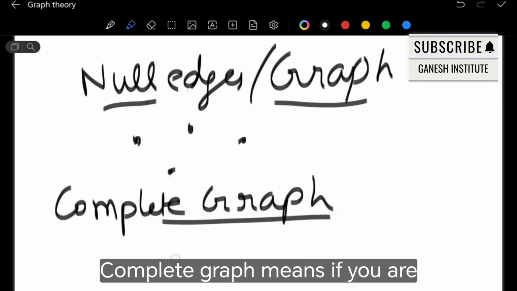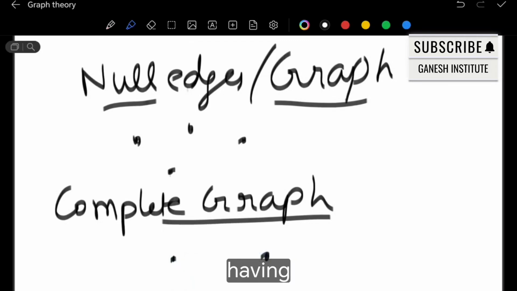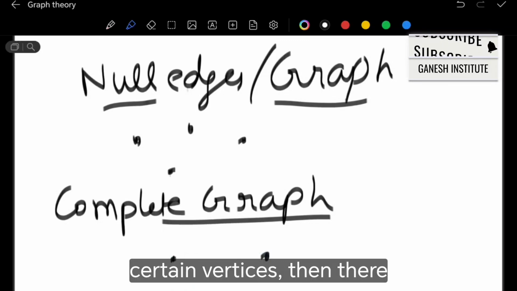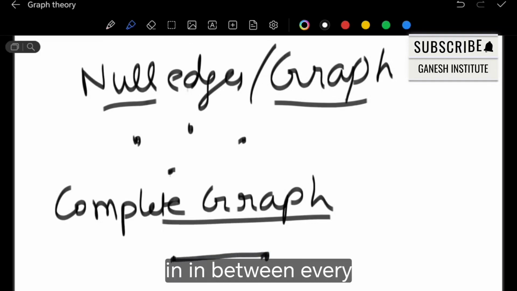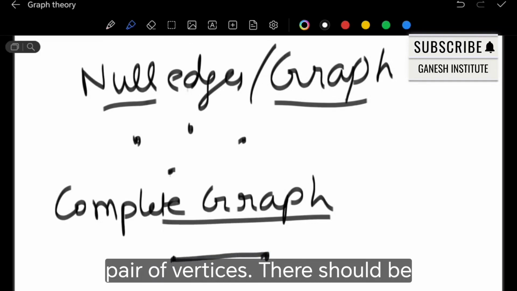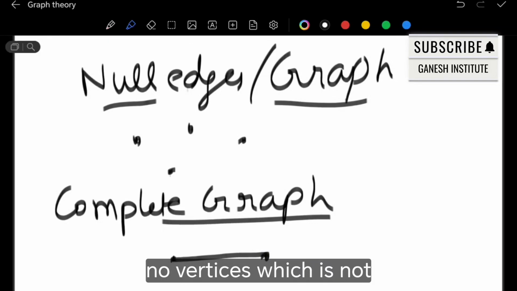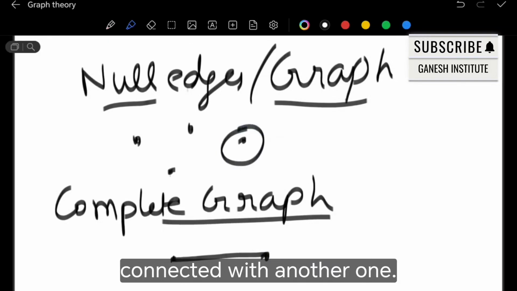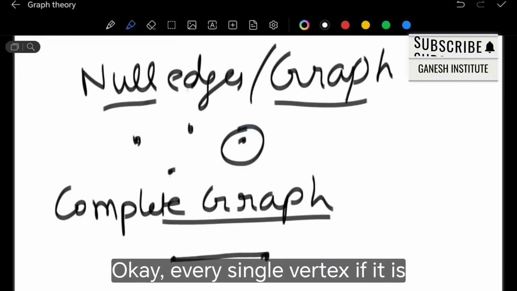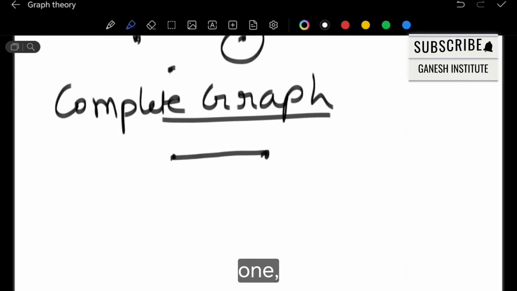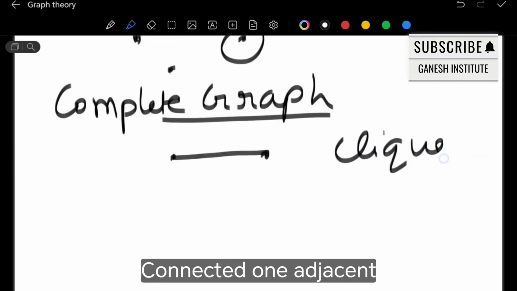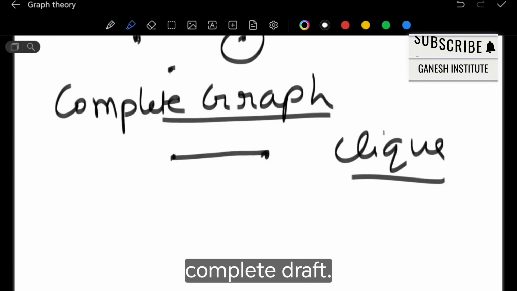Complete graph means if you have certain vertices, then there must be an edge between every pair of vertices. There should be no vertex which is not connected with another one. Every single vertex is connected with every other one, so it forms a clique, connected and adjacent.